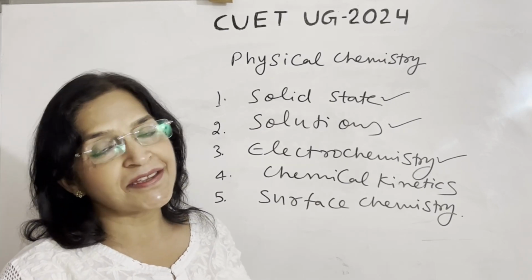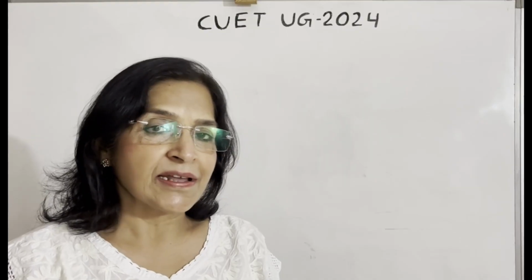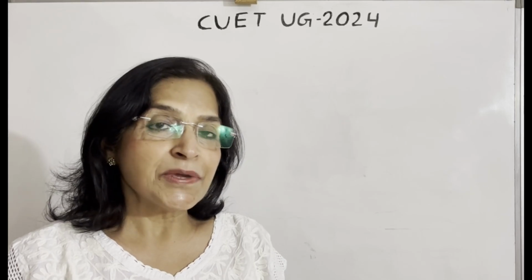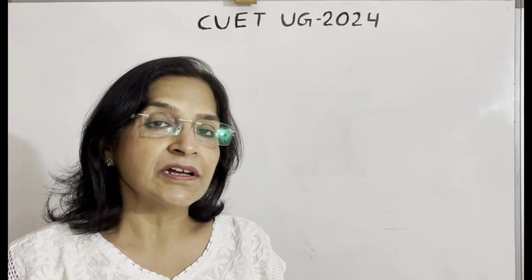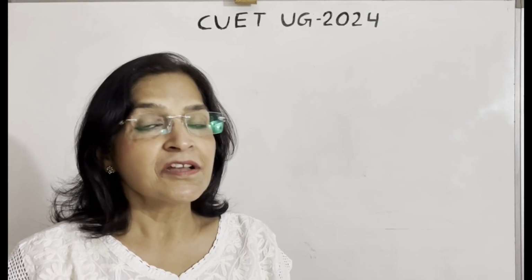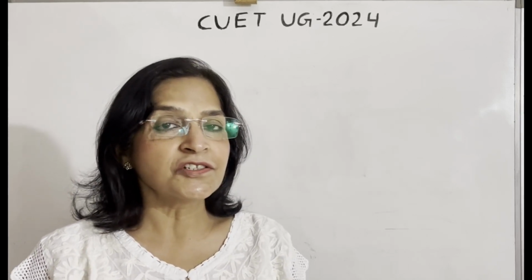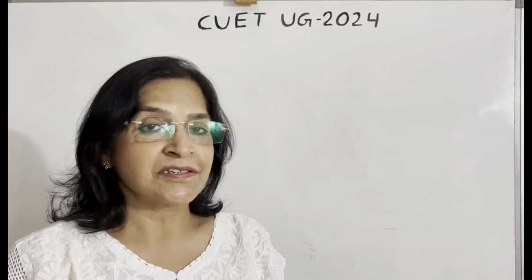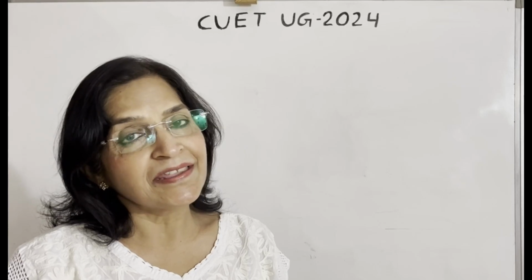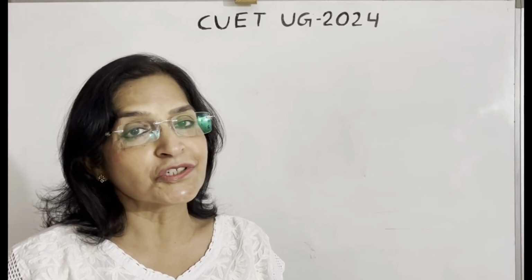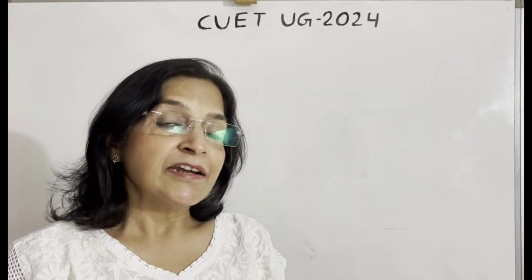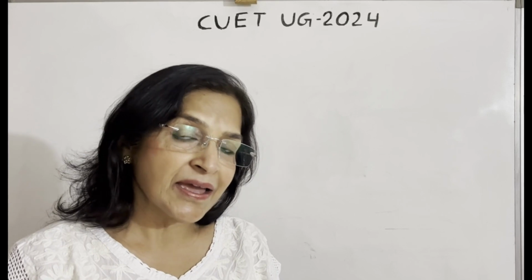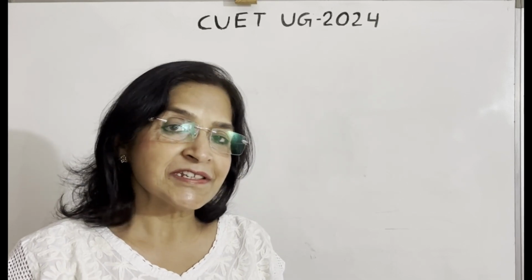So children, let's start chemical kinetics. What is chemical kinetics? In chemical kinetics we study about the speeds and rates of chemical reactions and the factors which affect the rate of chemical reaction and the mechanism by which the reaction proceeds. Like other videos, we will discuss these units through multiple choice questions, matching type questions and true false statements and language type questions. These types of questions will come in the exam and we will discuss the same types.